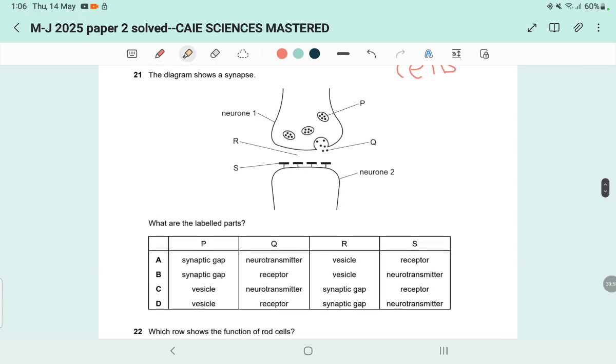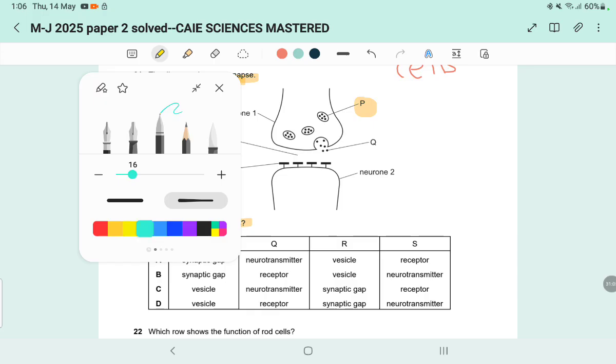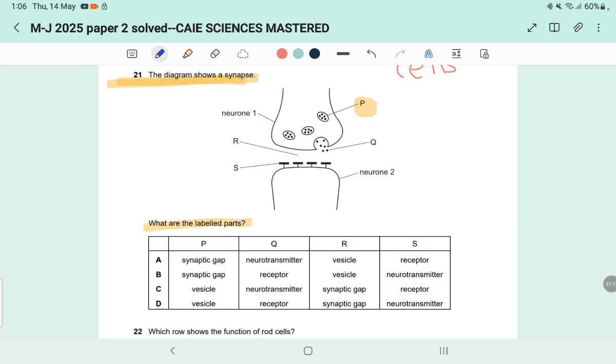Now my lovely lesson, which is nervous system. The diagram shows a synapse. Which are the labeled parts? Well, B will be a vesicle. You cannot say that it is a synaptic gap, it is common sense. It's not even a gap, it's a circle or a sac containing something, which are the neurotransmitters, specifically called acetylcholine. It's information from the A2 syllabus. So B, of course, is not a synaptic gap. So A and B, just say bye bye to them.